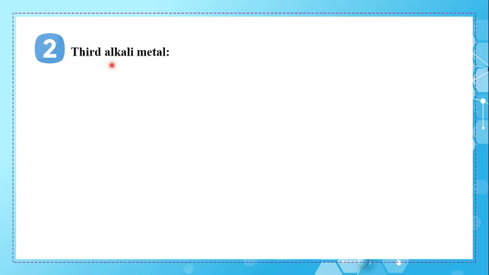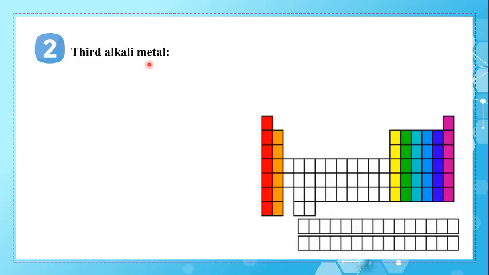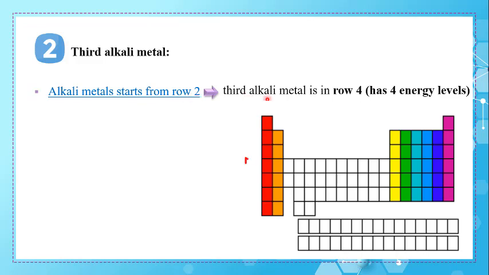Determine the atomic number of the third alkali metal. Just pay attention to the idea that you have to keep in your minds the shape of the periodic table and not its content. This means that you have to remember, for example, that alkali metals start from row 2, since hydrogen, which is the first element, is a non-metal, and therefore the third alkali metal is in row 4, so it has 4 energy levels.